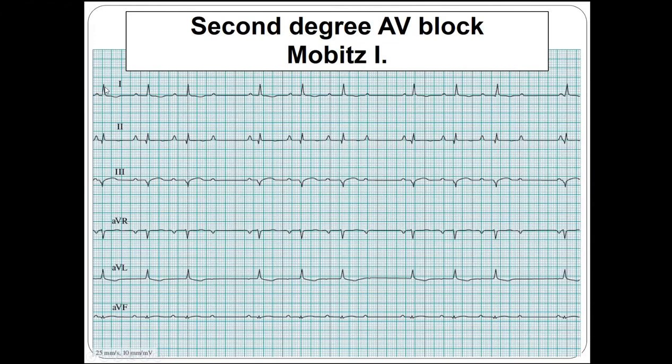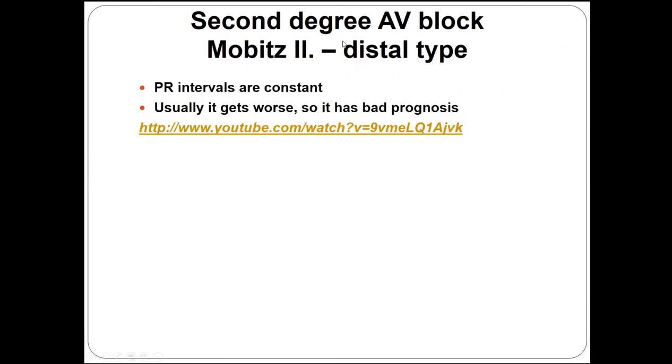Axis: lead 1 is positive, aVF is equiphasic. aVF is 90 degrees, perpendicular to it is lead number 1, at 0 degrees, so it's the horizontal axis. Fine. Next one, Mobitz type 2.